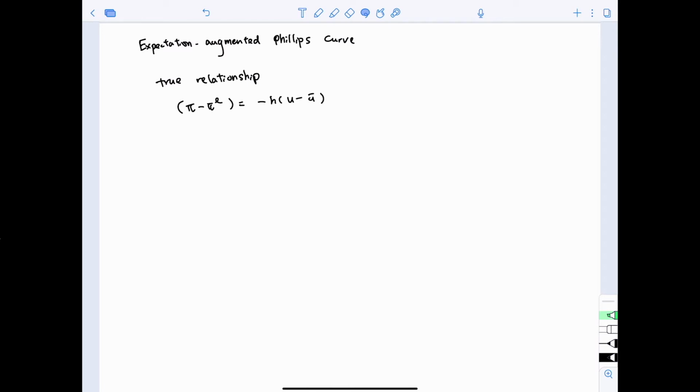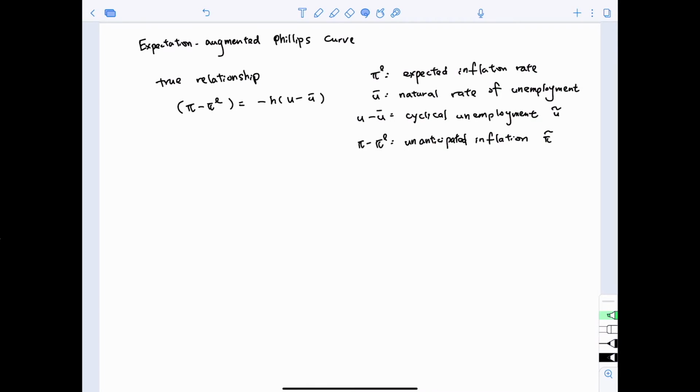unemployment rate is between the unexpected inflation rate and the cyclical unemployment rate. So in here, the pi e is the expected inflation rate, the u bar is the natural rate of unemployment, the u minus u bar is the cyclical unemployment, which later on I will denote as U tilde, and the pi minus pi e is the unanticipated inflation rate, which later on I will denote as pi tilde.